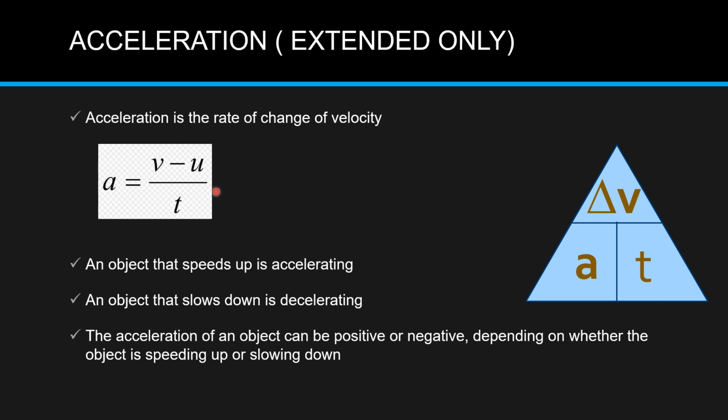Now v here is the final speed, u is the initial speed, t is the time taken, and a is the acceleration. And this is the formula triangle. I have already told you how to use the formula triangle, so you can use it the same way.